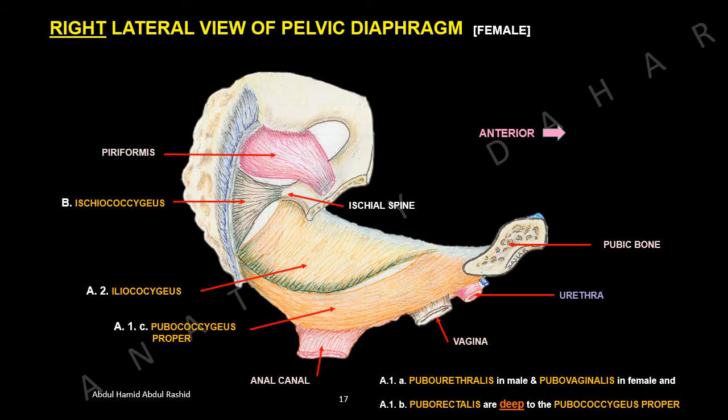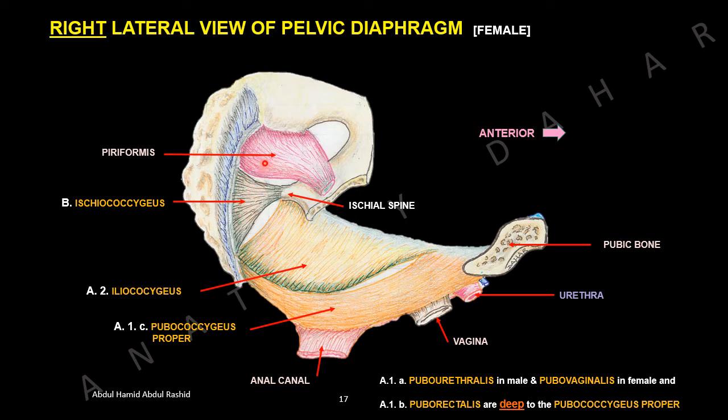Right lateral view of the pelvic diaphragm in female. We are looking at the pelvic diaphragm muscles from the right side. This is anterior. This is the pubic bone. This is the urethra. This is the vagina. This is the anal canal. This is the sacrum. So the first one, this one is the outermost one from the pubic bone. That is A1C, pubococcygeus proper. Next is A2, iliococcygeus muscle. Next is the ischiococcygeus muscle. This muscle's outer surface is fibrous tissue called the sacrospinous ligament.